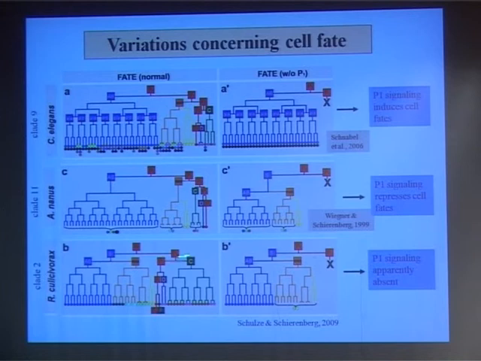If we now go to Hermanumeris and do the same experiment, we do not find any changes. So in C. elegans, it looks as if we run signals to induce specific cell fates. In Hermanumeris and Ananos, P1 signaling represses certain cell fates which are now executed if it's gone. And for this aspect at least, P1 signaling is apparently absent in Hermanumeris.